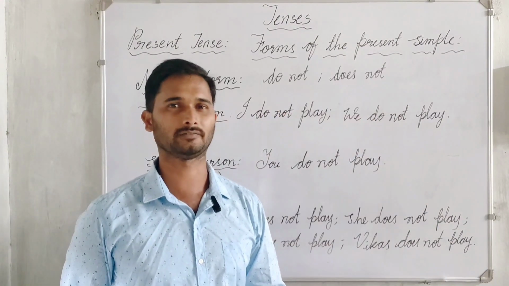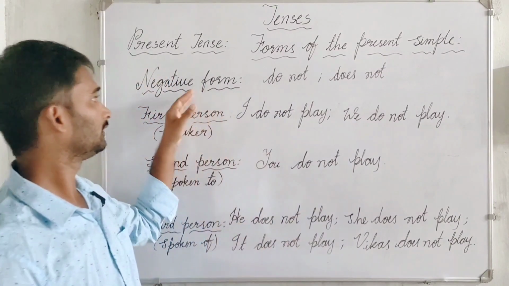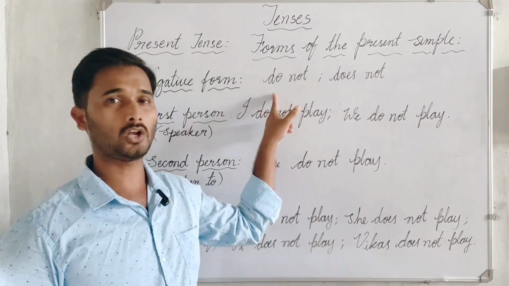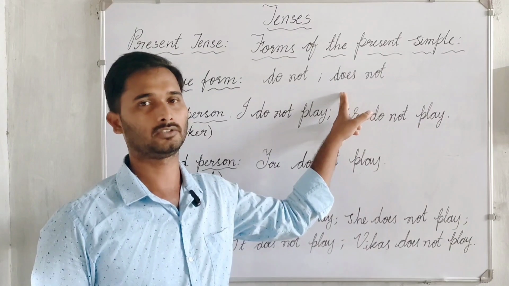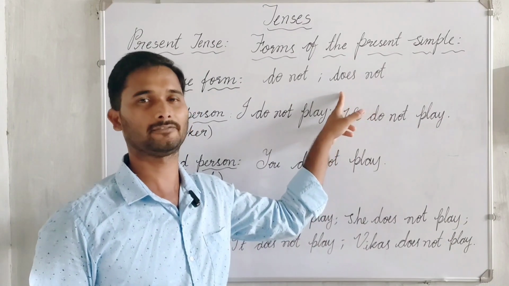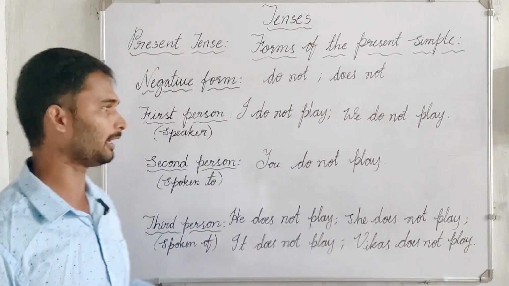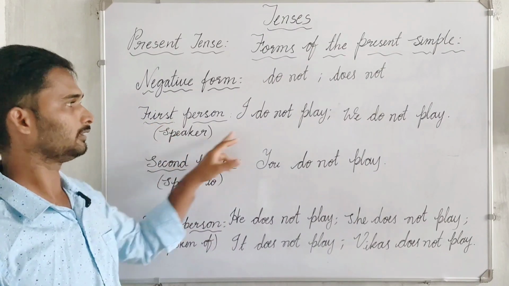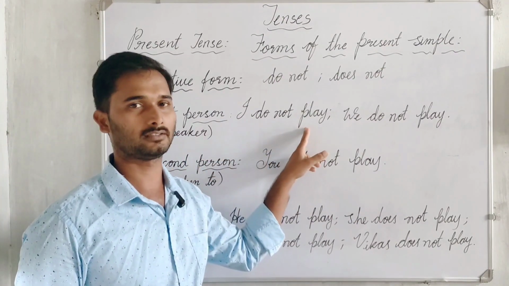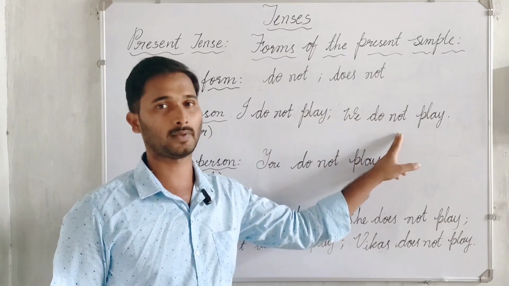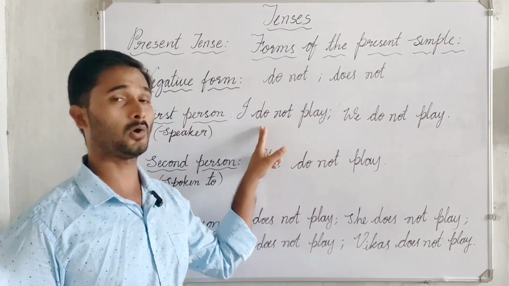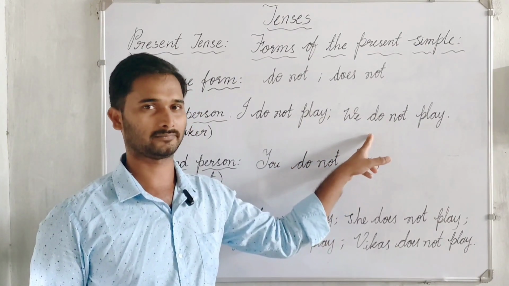The negative form of the present indefinite. We use do not or does not to form a negative present indefinite sentence. Let us see some examples. First person, I do not play. We do not play. Short forms, I don't play and we don't play.